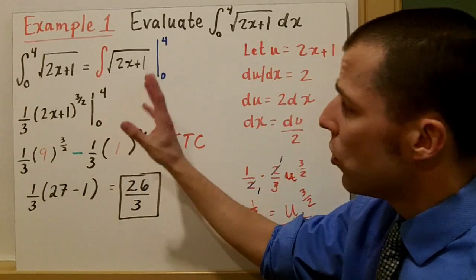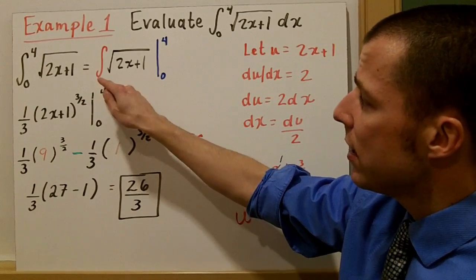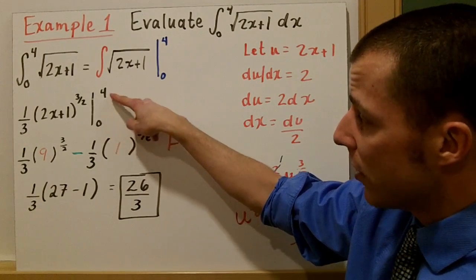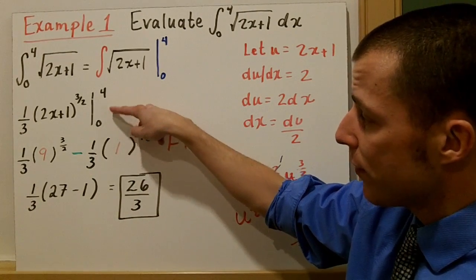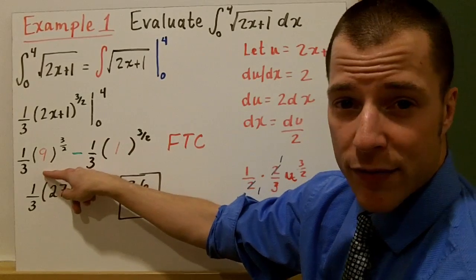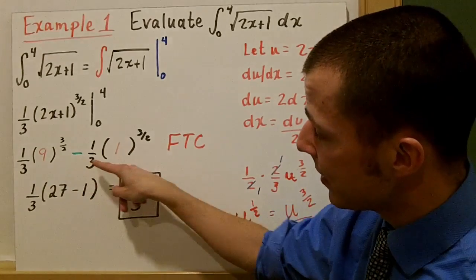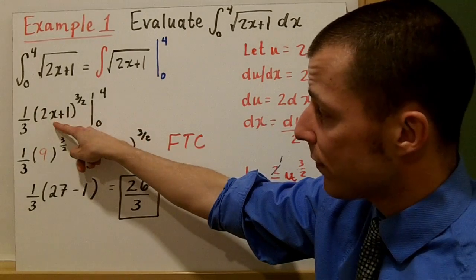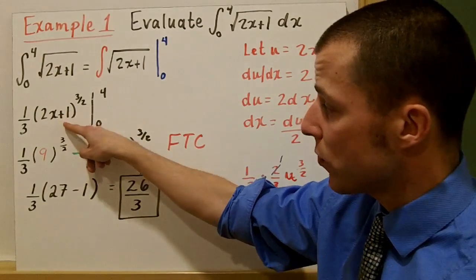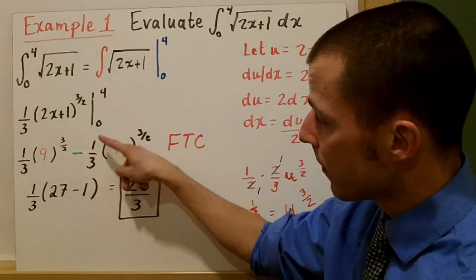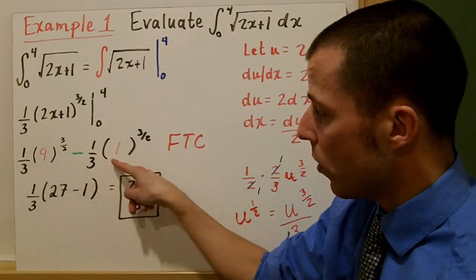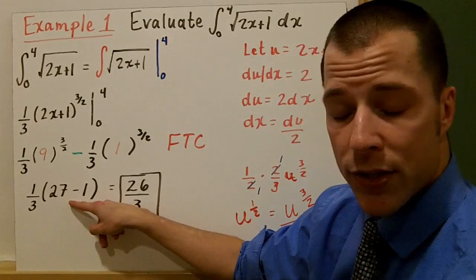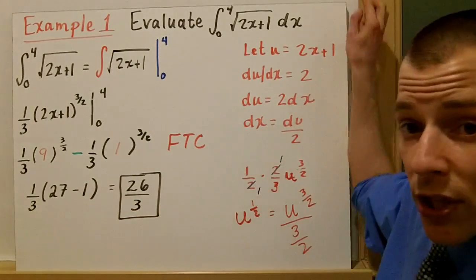So we take the indefinite integral and then we use the fundamental theorem of calculus to evaluate from 0 to 4. So here's your f of b minus f of a, the fundamental theorem of calculus. So 4 goes in for x, you get 8 plus 1, which is 9 to the 3/2. You plug 0 in here, we get 1 to the 3/2. So you have 1/3 times 27 minus 1, which is 26/3.